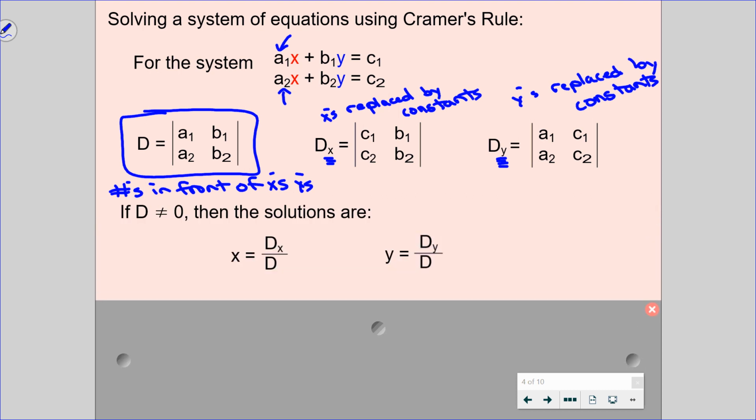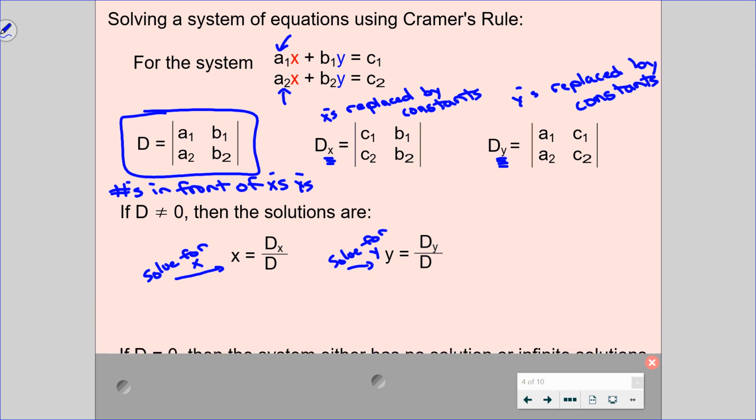And there is something else that can show up. As long as you do not get a determinant equal to 0, then in order to solve for x, you take your determinant with respect to x and divide it by your determinant. In order to solve for y, you take the determinant with respect to y on top and divide it by your determinant. So you're going to use these numbers to get the answer for x, and the answer for y, or z if you have a 3 by 3 matrix.